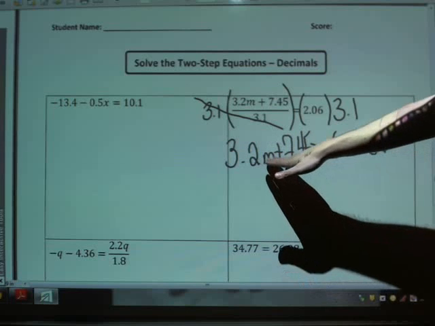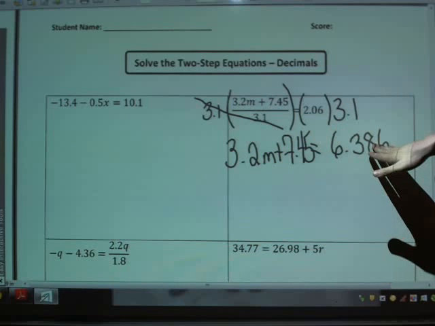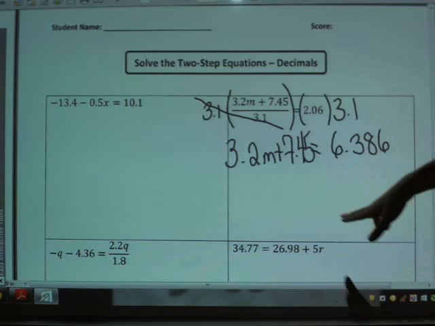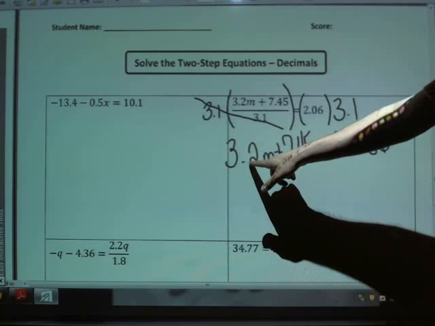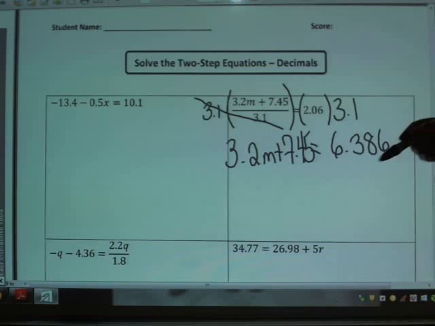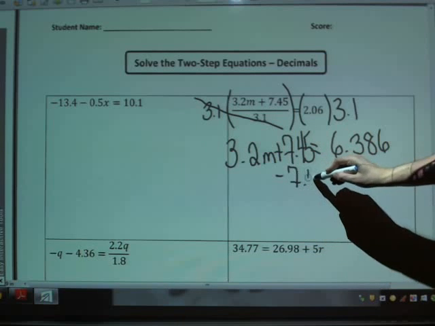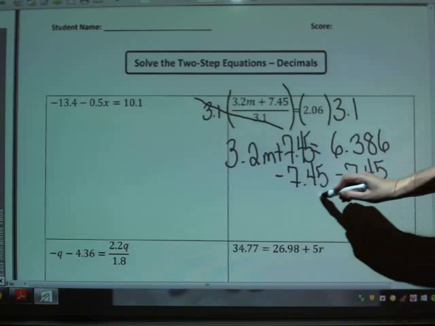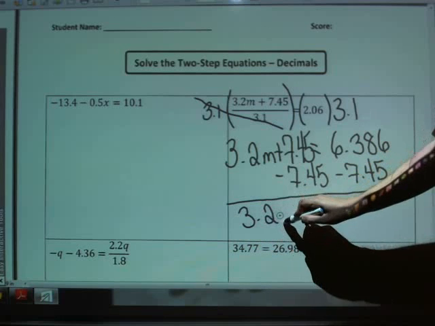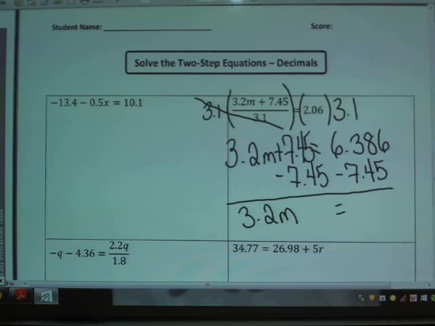Again, it's your choice. Variable on the left, so m is good. 6.386 is a number on the right, it's good as well. So both 3.2 and 7.45 are going to have to get sent over to the right side. Well, remember, the thing that's directly connected to the variable goes last. So 3.2 goes last, 7.45 goes first. So that's going to leave me 3.2m, and over there I've got 6.386 minus the 7.45, which is negative 1.064.